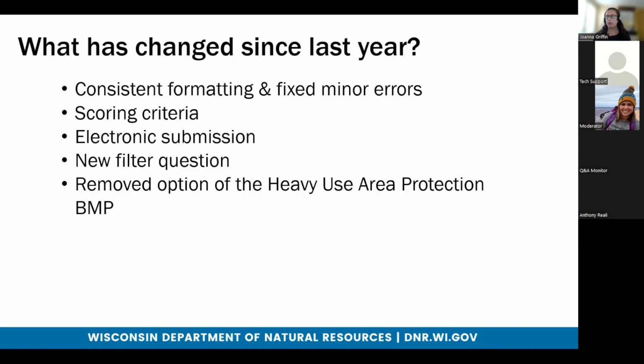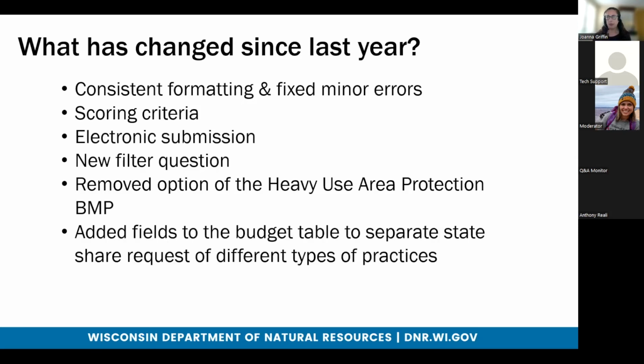We also removed the option of the heavy use area protection BMP, which has already been removed from ATCAP 50 and NR 154. We added fields to the budget table to separate state share requests of different types of practices, such as force account, engineering, design, and construction. And this will help with developing the grant award and the need for Corinne to ask for that information later.